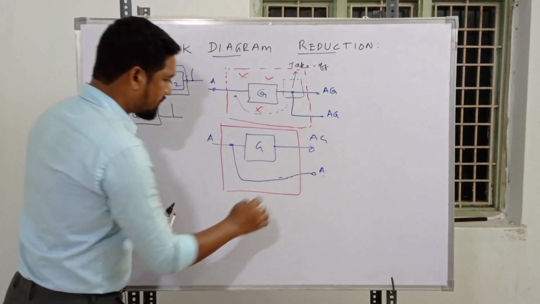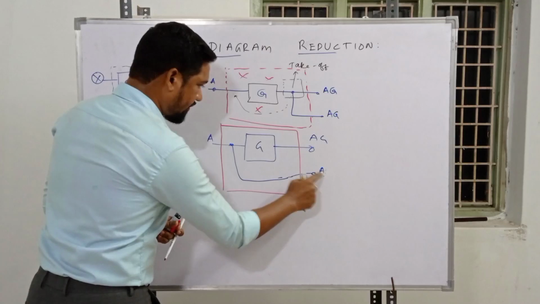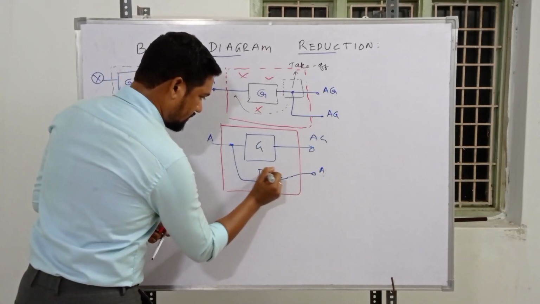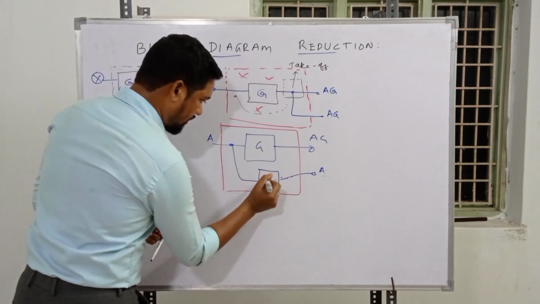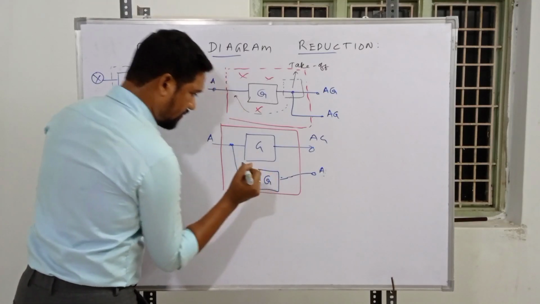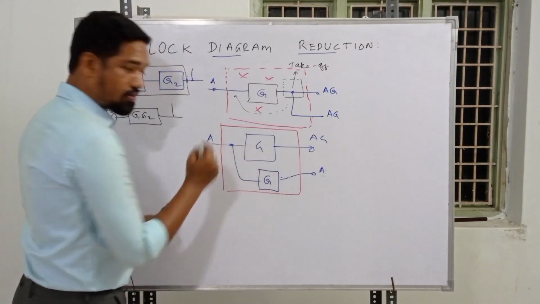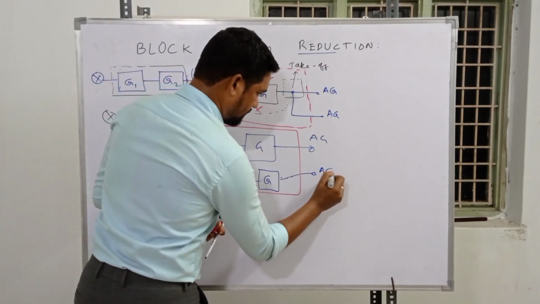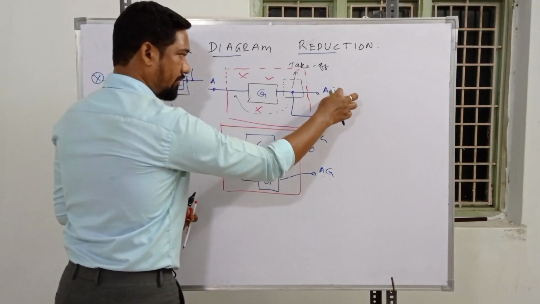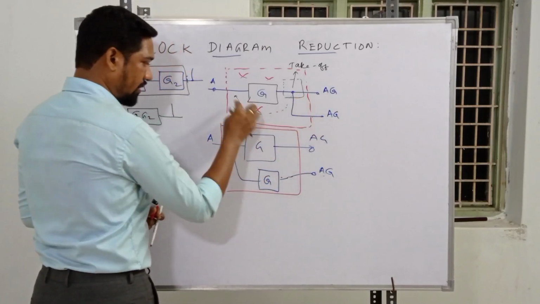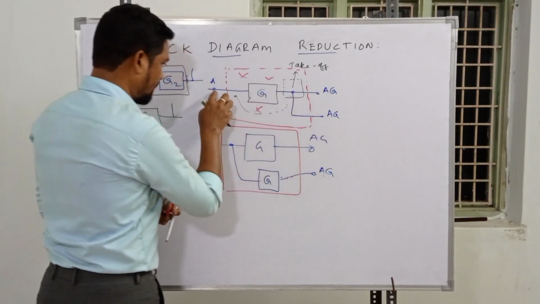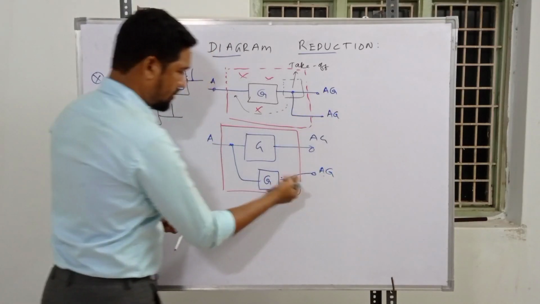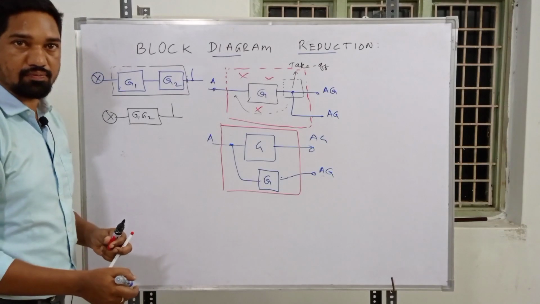Inside the box, and it's only A from here. So what should I do? I need to introduce another block with the same duplicate of this one, and then that gives me AG. The previous one we have shifted this one, but the same thing: input A, from this point it's AG, and even from this point it's AG. This is one of the important reduction rules.